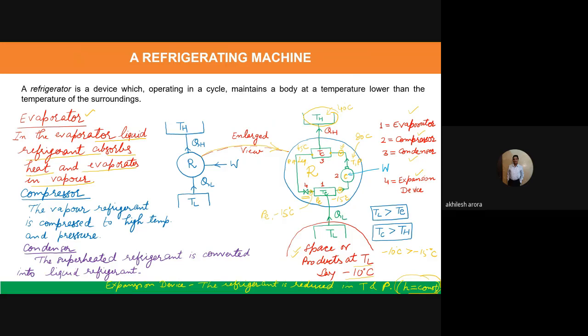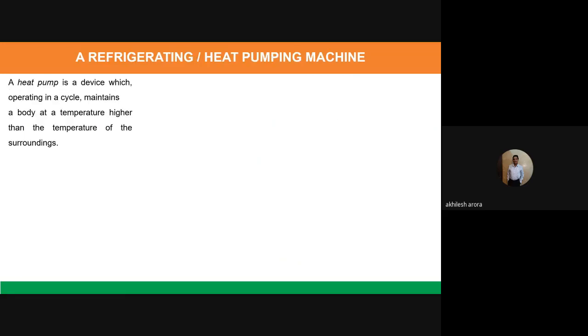Now let us talk about the heat pumping machine. Now what is a heat pumping machine? A heat pump is a device which, operating in a cycle, maintains a body at a temperature higher than the temperature of the surroundings. So basically, I will make the diagram here.